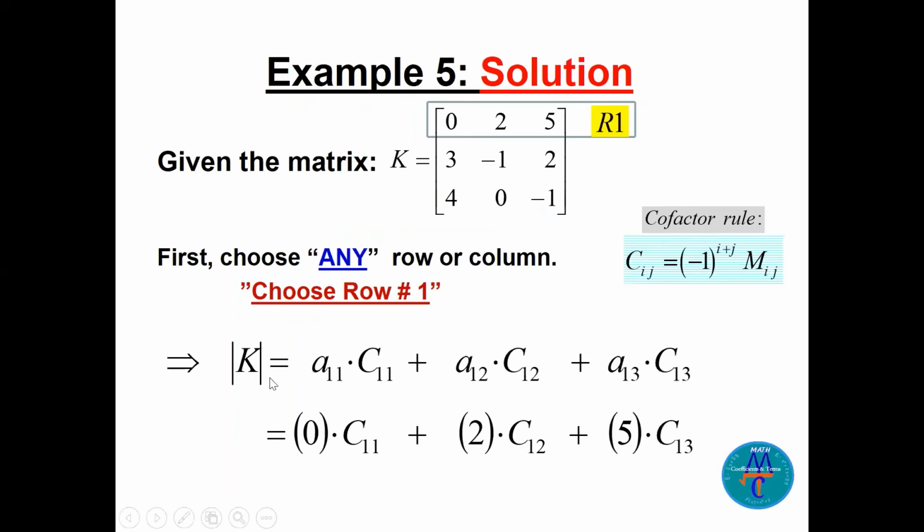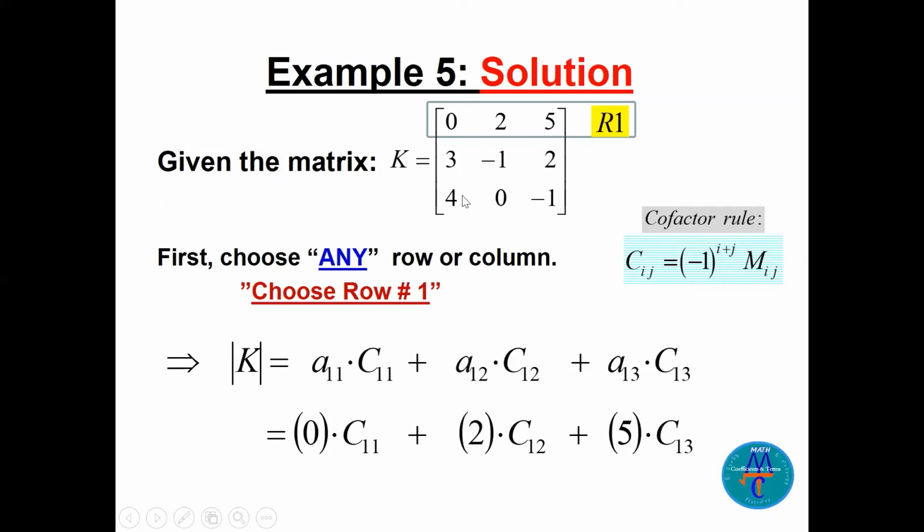Let's choose any row or column first. Let's choose row 1. This is row 1, you see, 0, 2, 5. So row 1 has what? The elements in row 1: A11, A12, A13. We know that. So the determinant of K will be A11 times capital C11 plus A12 times capital C12 plus A13 times capital C13. This is only to remind you of the formula of the cofactor.